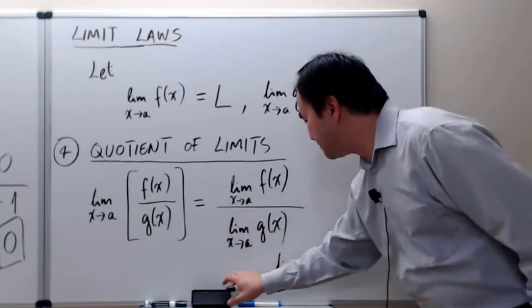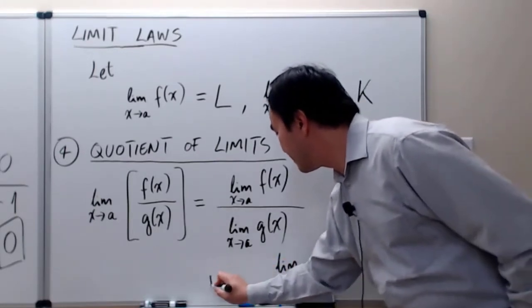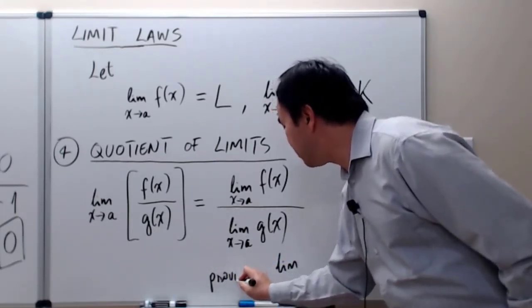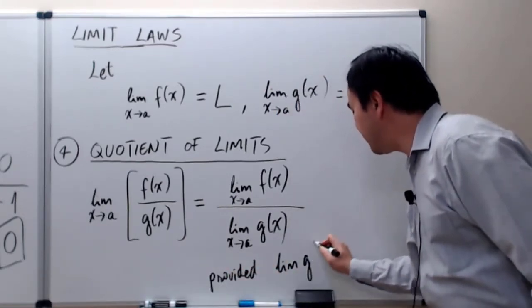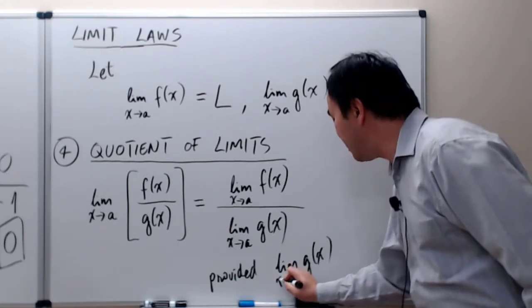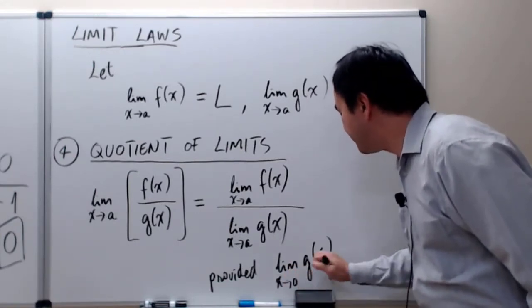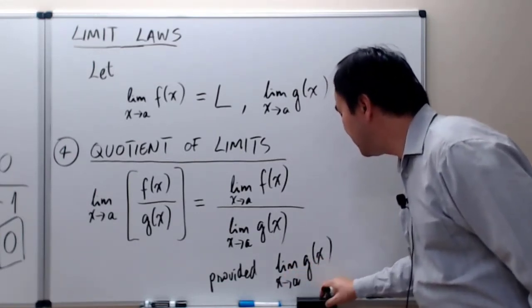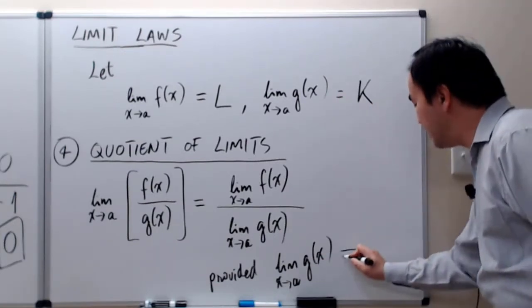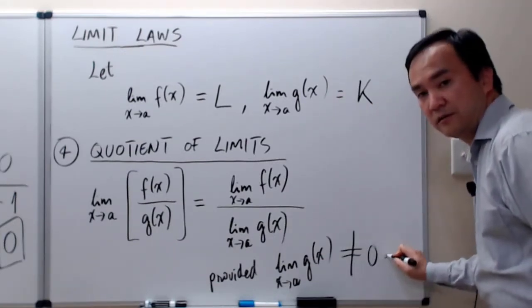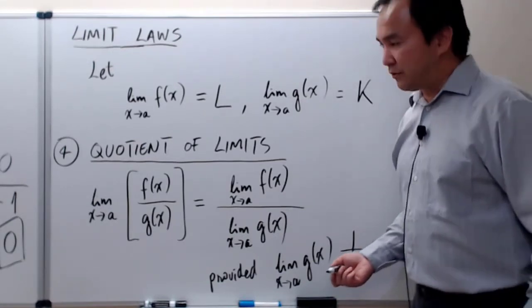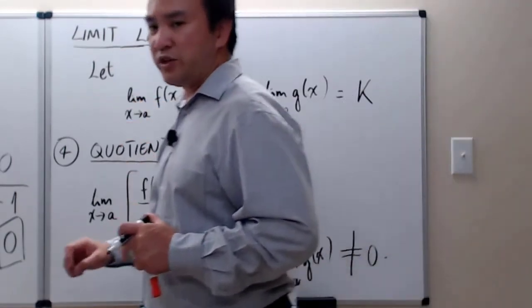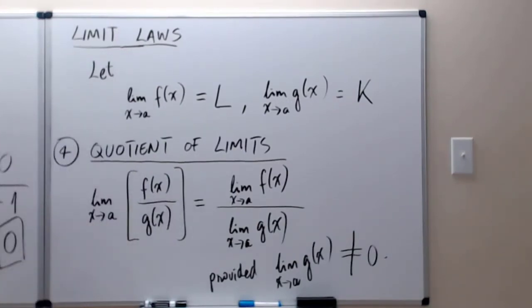So that rule is only applicable provided that the limit of g of x, whichever one comes out in the denominator, as x comes close to a, must be a non-zero value. It's a pretty critical requirement. So let me quickly switch into the other board there.